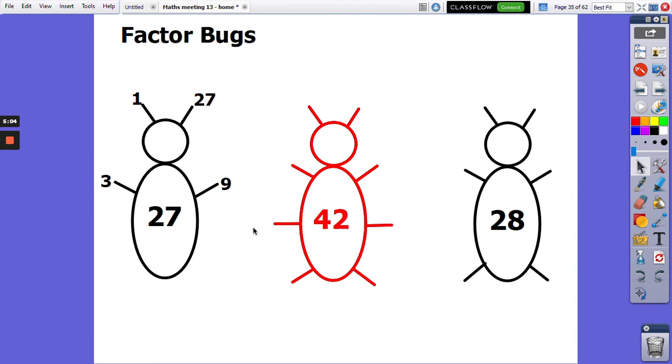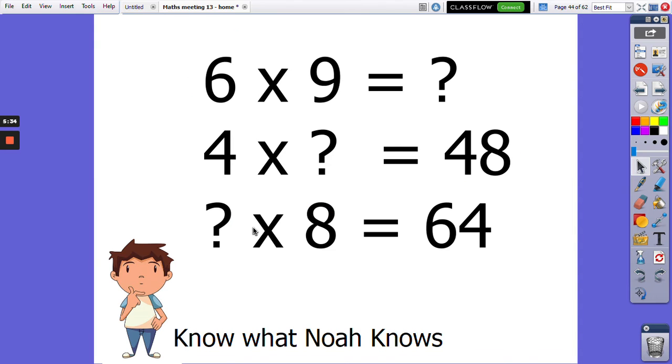42 now has 1 and 42. 1 times 42 is 42. 2 and 21. 2 times 21 is 42. 3 and 14. 3 times 14 is 42. And 6 and 7. 6 multiplied by 7 is 42. Last one now, 28, has 1 and 28, 2 and 14, 4 and 7. Well done if you got all three of those factor bugs correct. Okay, let's see what's next, shall we?